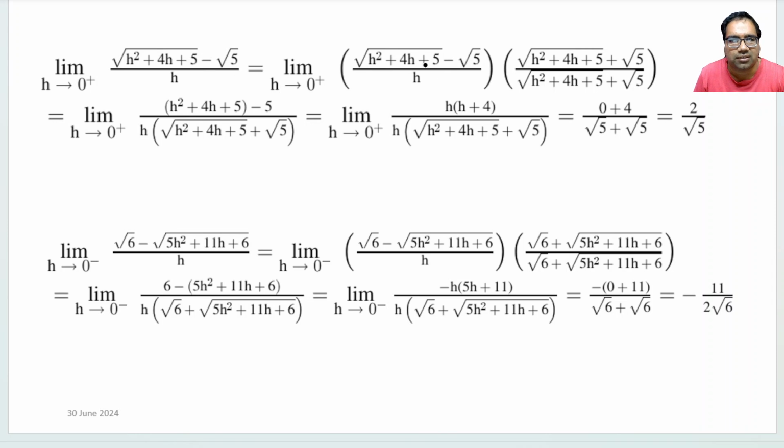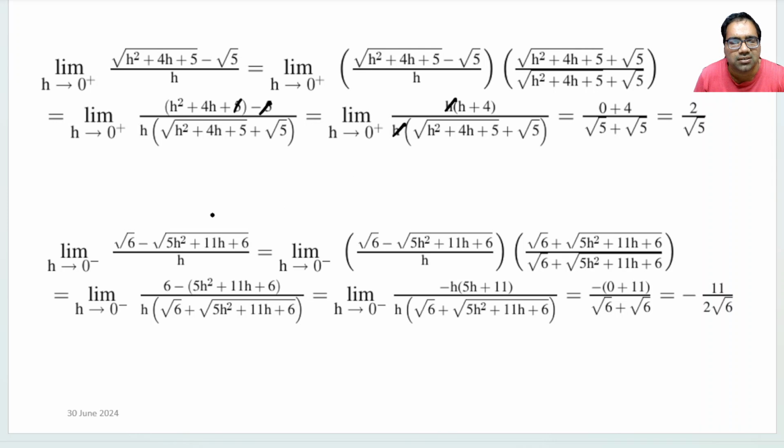We'll multiply this with its conjugate, that is under root h square plus 4h plus 5 minus root 5. The conjugate of this is plus root 5, so we multiply by plus root 5 on top and bottom. Why do we want this? Because we want to eliminate h in the denominator. How do we do this? This is in the form a minus b into a plus b, a square minus b square. So this 5 and this 5 will get cancelled. Here we'll get h into h plus 4.